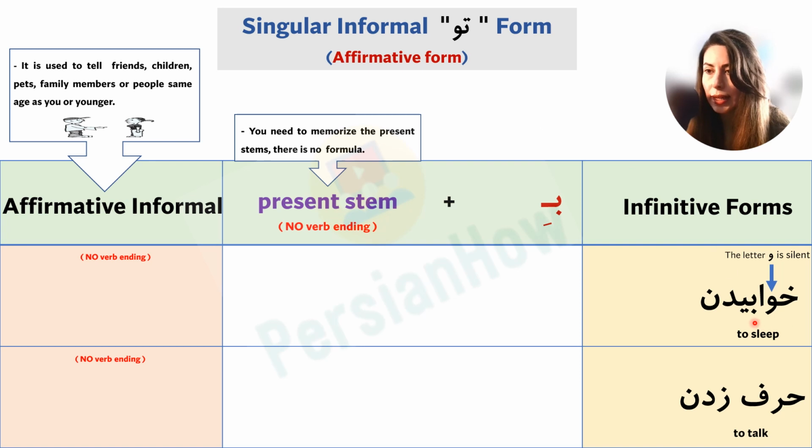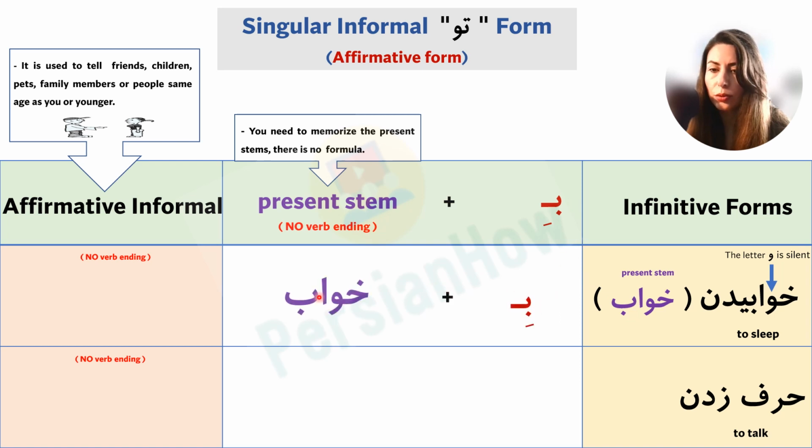So خوابیدن, what is the present stem of خوابیدن? It's خواب. So now we just attach be to خواب. It's going to give me بخواب. And remember the U here is silent. Imagine this aleph is attached to the letter خ. So بخواب means go to sleep or go to bed.